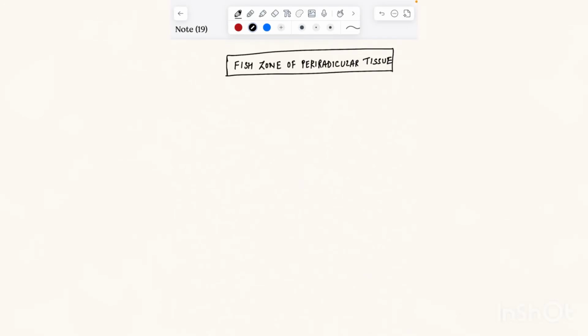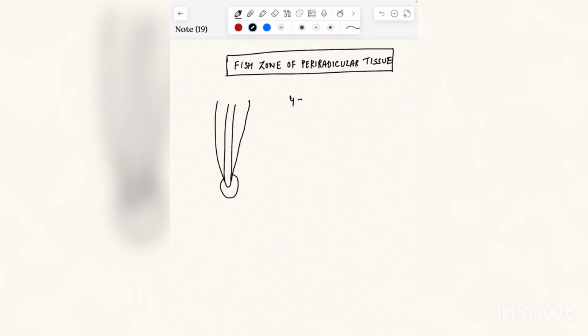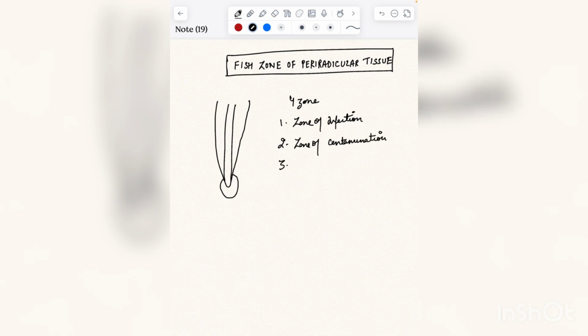Hello friends, today we will be discussing the Fish zones. Fish has described 4 zones for periradicular infection, and these zones are: first is the zone of infection, then second is the zone of contamination, then third is the zone of irritation, and the last zone is the zone of stimulation.